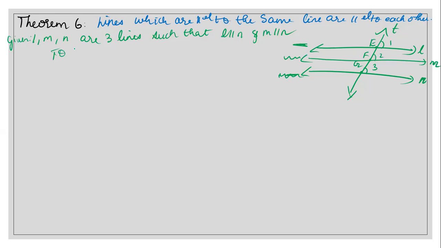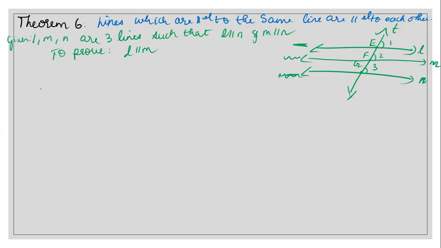Now what is the thing that is to be proven? If you look at the statement, they're saying that lines which are parallel to the same line, in this case L and M are parallel to N, are parallel to each other. That means L and M are parallel to each other. So to prove that L is parallel to M.